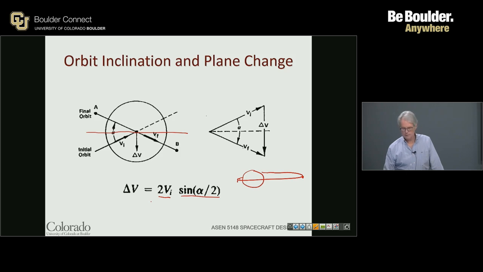Apoapsis, right? When I come around the Earth at periapsis, I'm screaming. I'm going really fast. When I get out to apoapsis, I'm essentially slowing down. So if I'm going to play the plane change game, I want to make sure that my velocity is as low as it can be to swing it through this kind of angle. So orbital plane change is highly intensive propulsively. Pick the place where you want to do it.